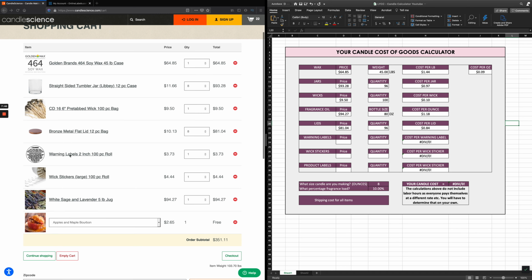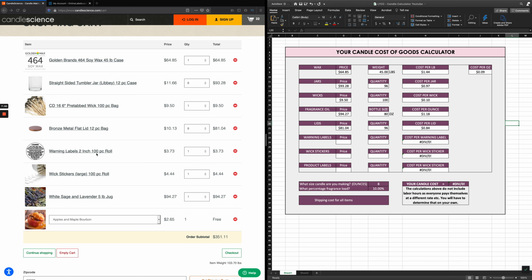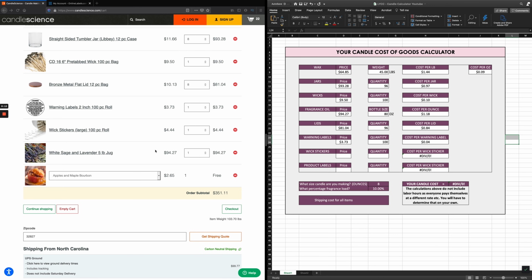The next thing on our list is the warning labels. We're gonna buy 100, and the roll of 100 is $3.73. So you're gonna take 3.73 and divide it by 100, and that's going to give you 4 cents. The next item on our list is the Wic Stickers. The Wic Stickers are $4.44 for a roll of 100. So we do it again: 4.44 divided by 100 is going to give you 4 cents.